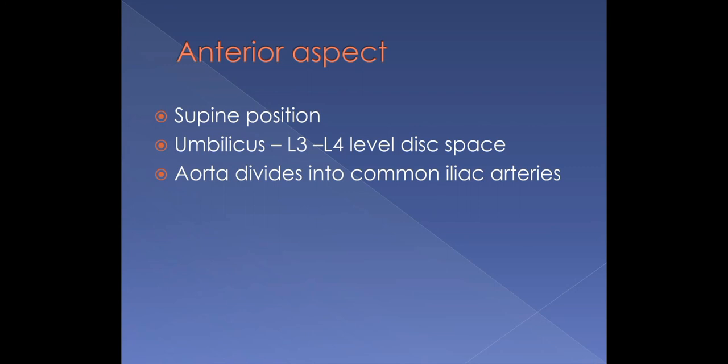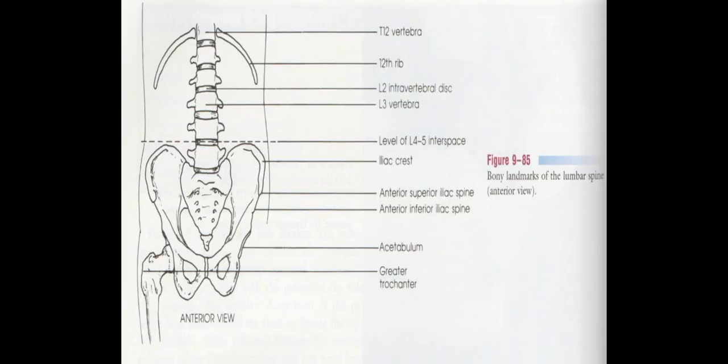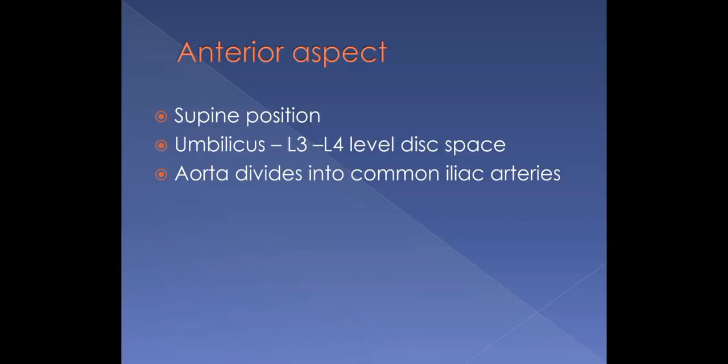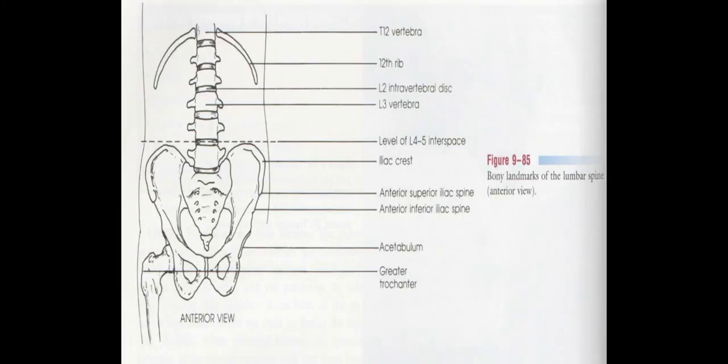Next, this is the picture showing the bony landmarks on the anterior aspect for the lumbar spine. What we can see here, superiorly, is the T12 vertebra, then the 12th rib, then the L2 intervertebral disc and the L3 vertebra. Then we have the level of the L4 and L5 interface. As I have told you already, the umbilicus lies at the level of the L3, L4 disc space. This picture again shows the level of the L4, L5 interspace.